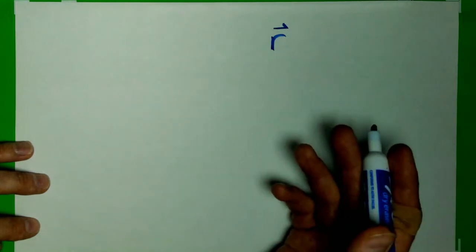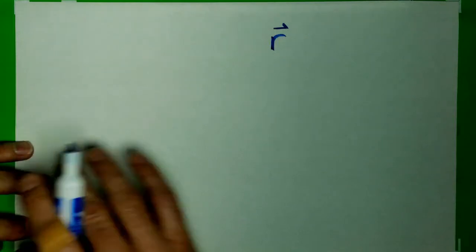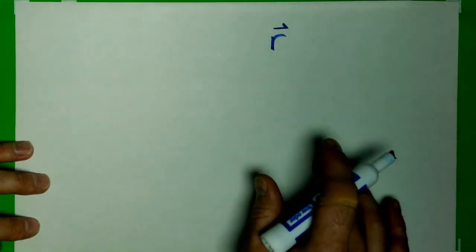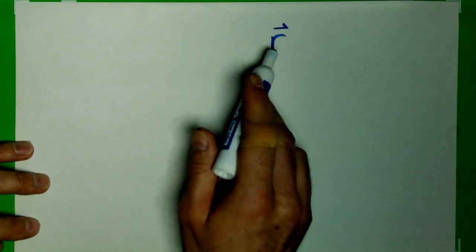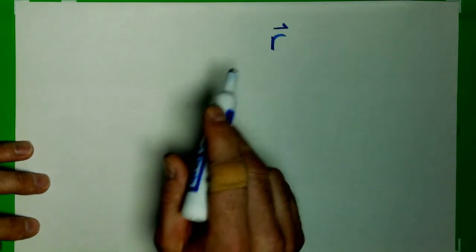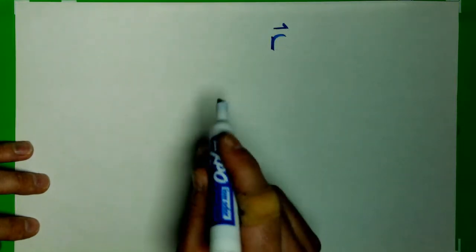In one-dimensional motion, we haven't needed to do that because everything's along the same line, and so we can indicate direction with just pluses or minuses. But now we have to say, well, how much of that r is in the x direction? How much of that r is in the y direction or the z direction? This could be for three-dimensional motion as well.